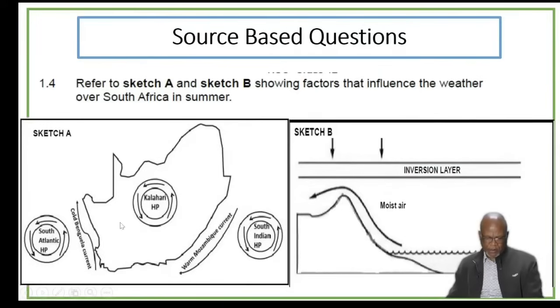It is the South Atlantic, the Kalahari high pressure, the South Indian, the cold Benguela current, the warm Mozambique. That's not even a question. This was just a teaser. It's so easy. You just look at any of the factors here and you get a free mark.